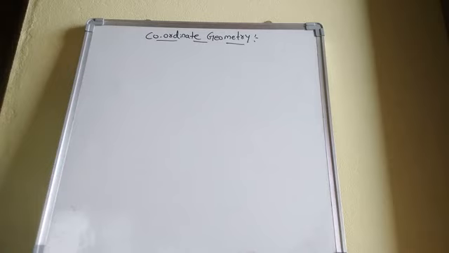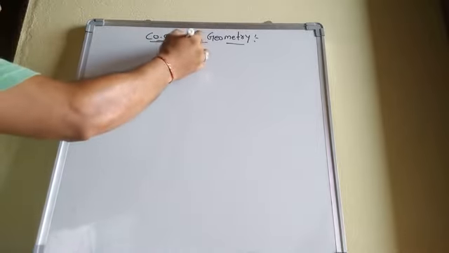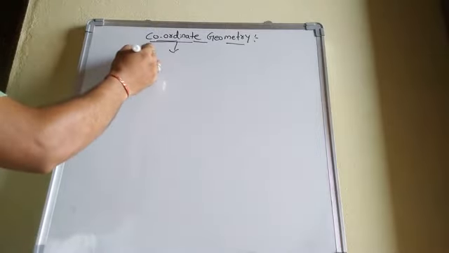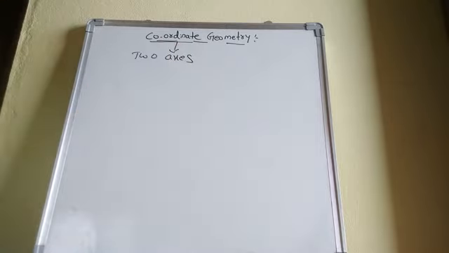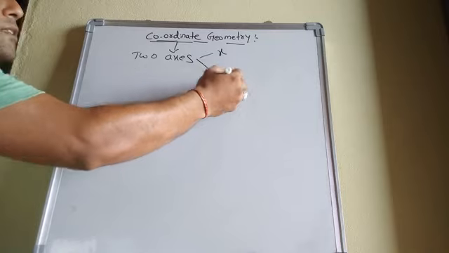Okay students, what is our chapter name? Coordinate geometry. In this name, coordinate, what does it explain about? It explains about two axes. What are the two axes we have? One is X and the other is Y.